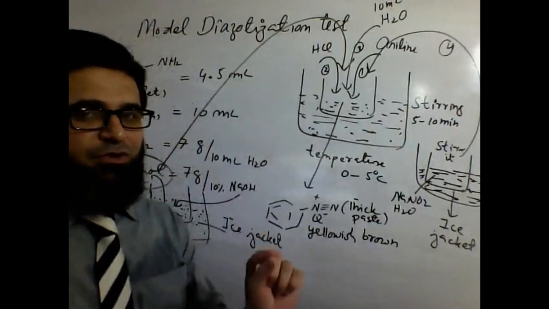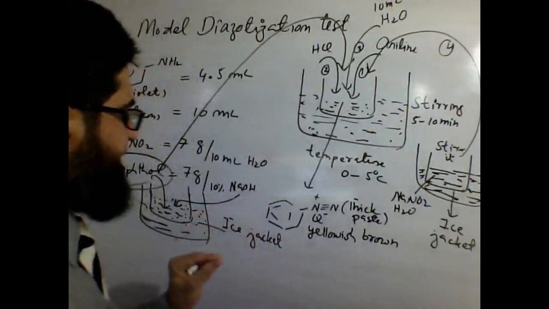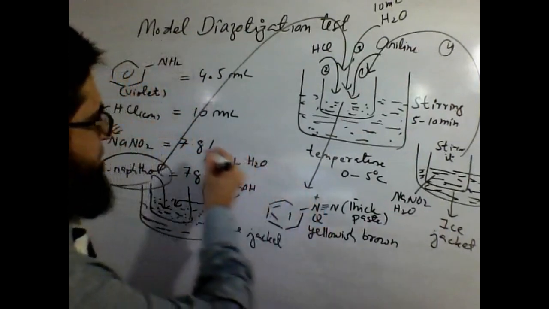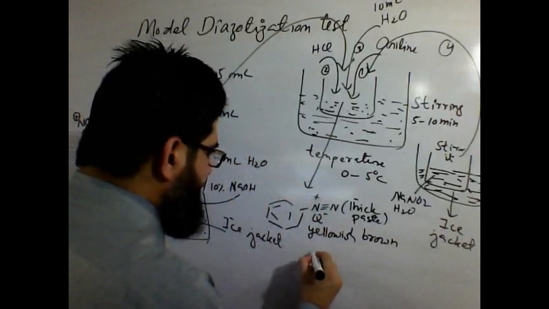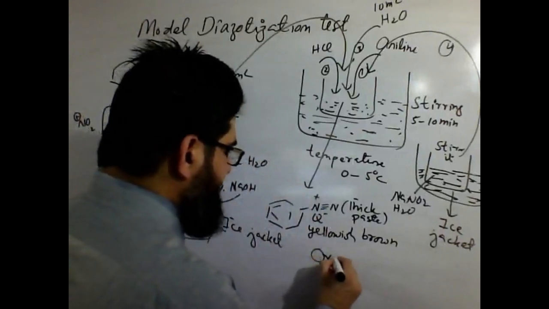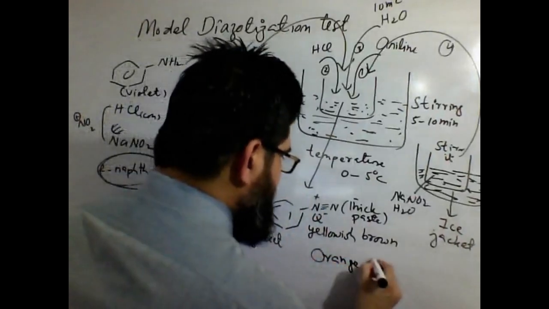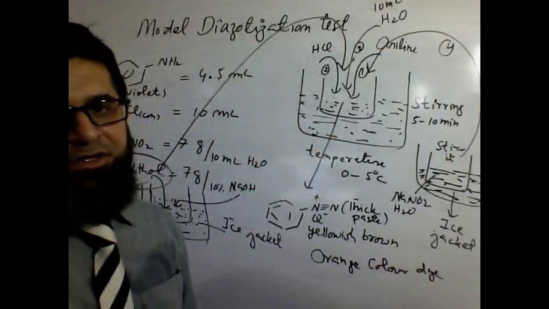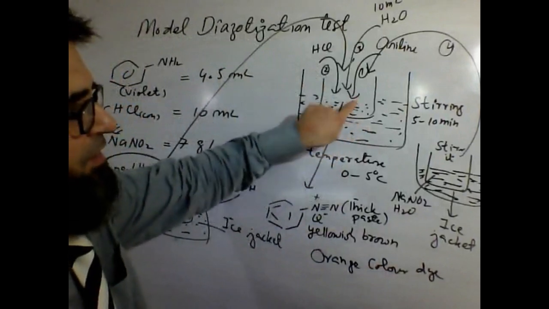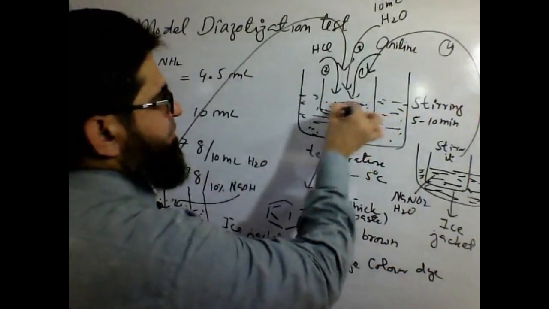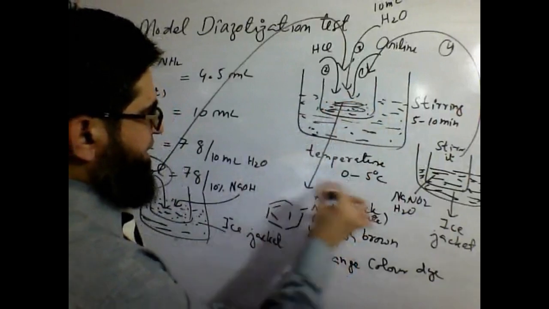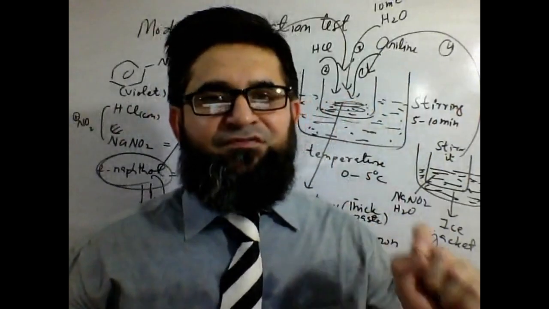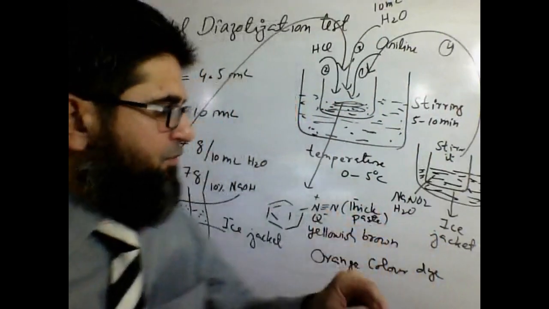The azo dye formation will be confirmed by the appearance of, let's say, an orange dye. Orange color dye will appear in the beaker over here, in this beaker, where the diazotized aniline, the diazonium salt of aniline, coupled with 2-naphthol, the orange color will appear.